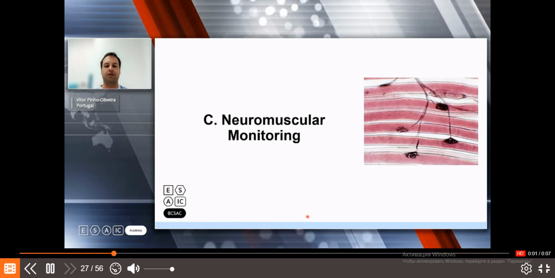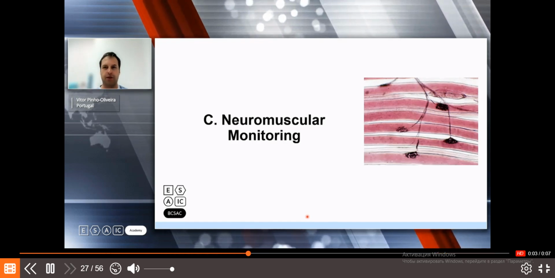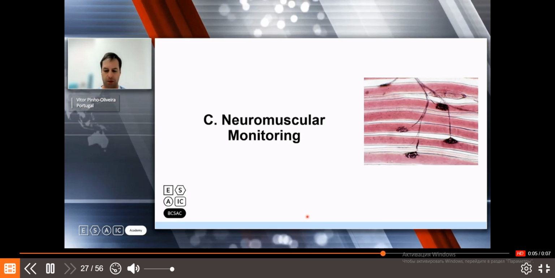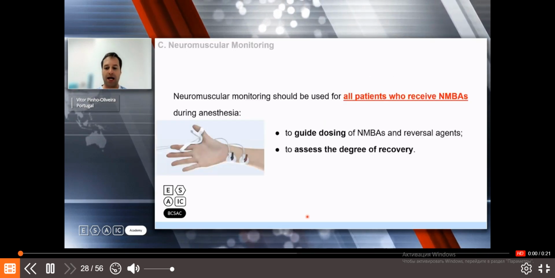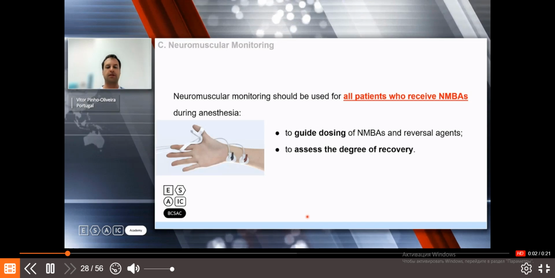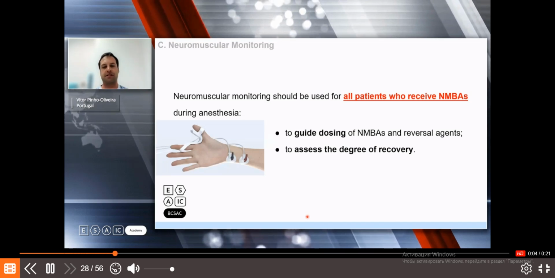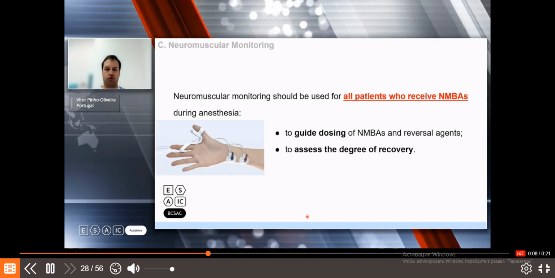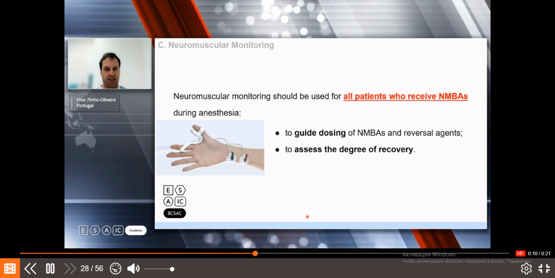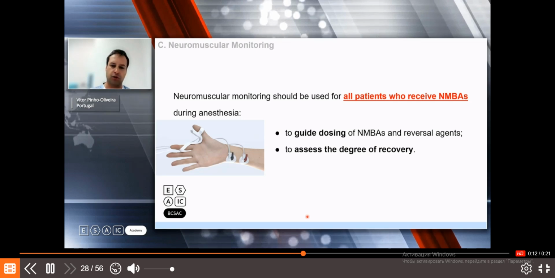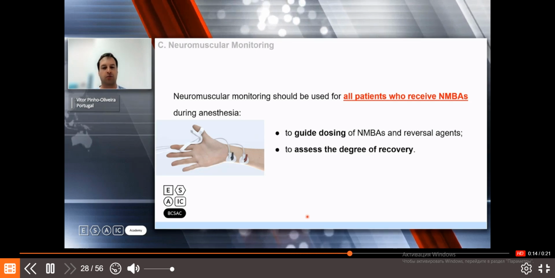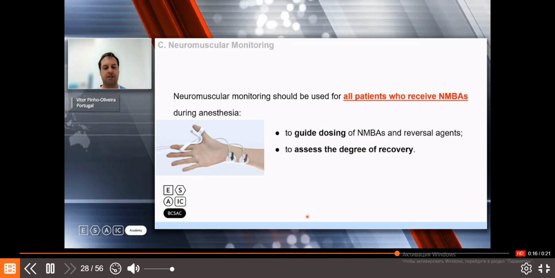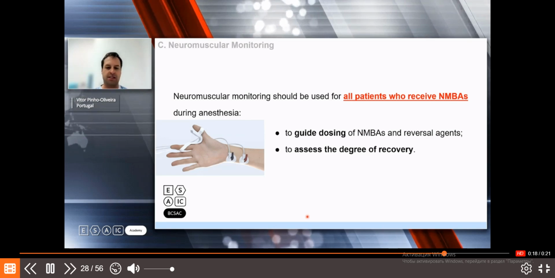Moving further to the third and last part of our talk, neuromuscular monitoring. Why is it so important? The first statement: neuromuscular monitoring should be used for all patients who receive neuromuscular blocking agents during anesthesia, either to guide the dosing of the neuromuscular blocking agents and their reversal, or to assess the degree of spontaneous recovery.